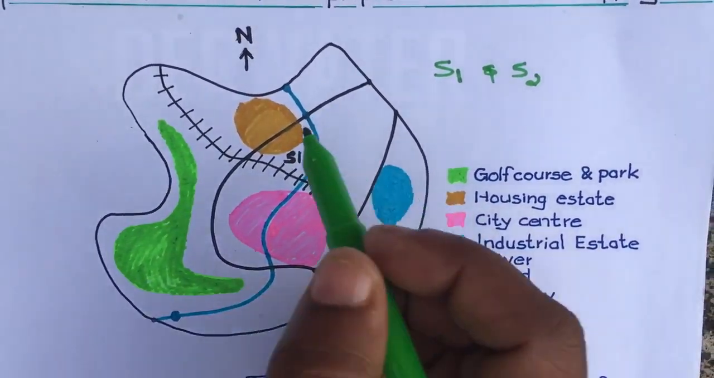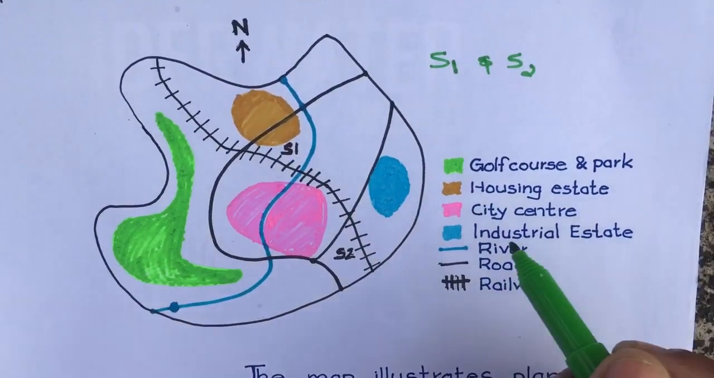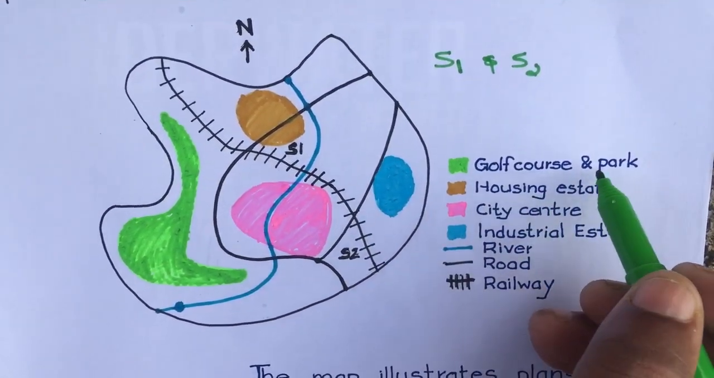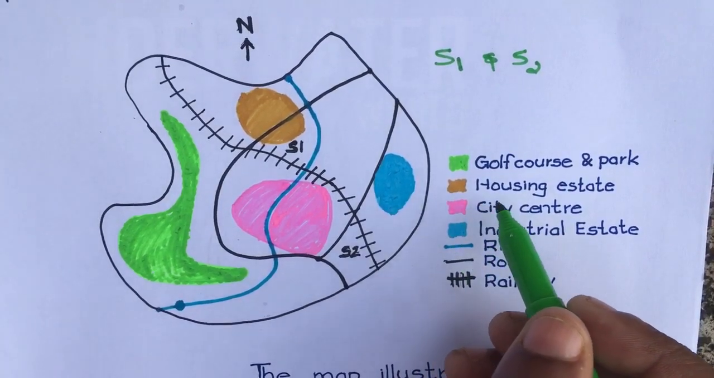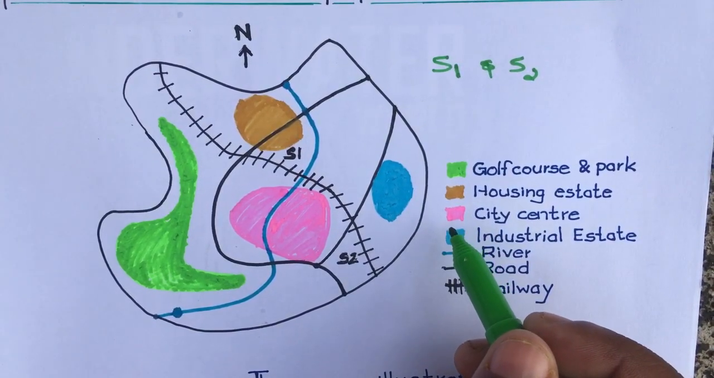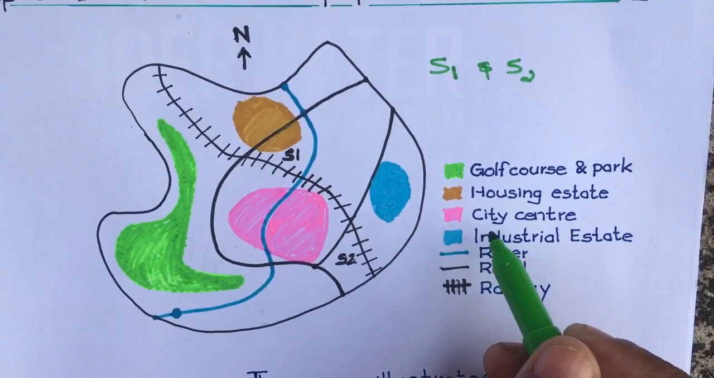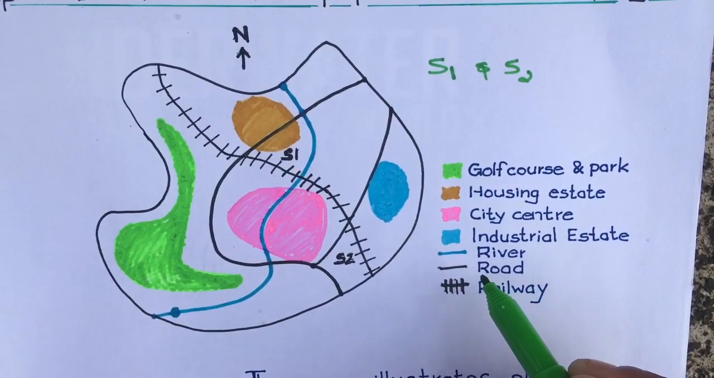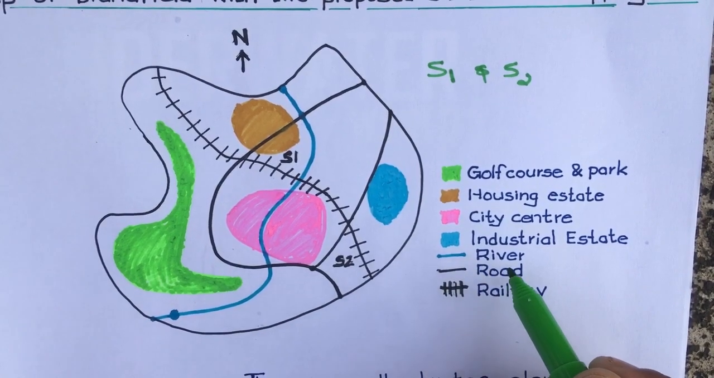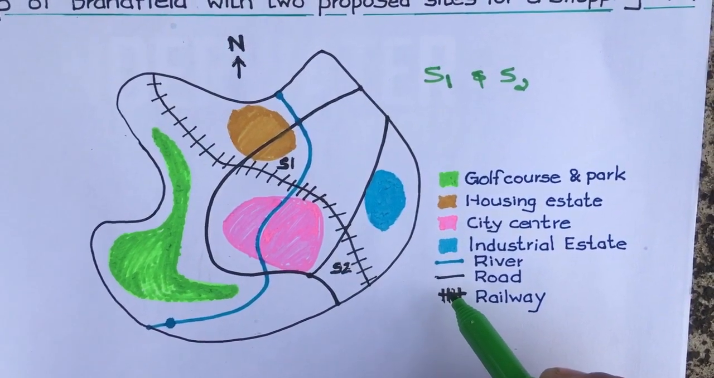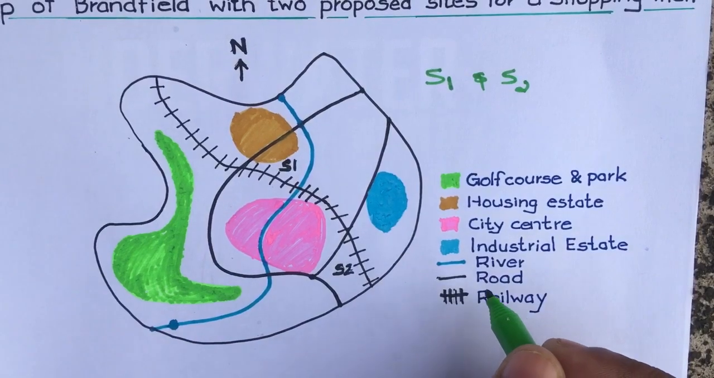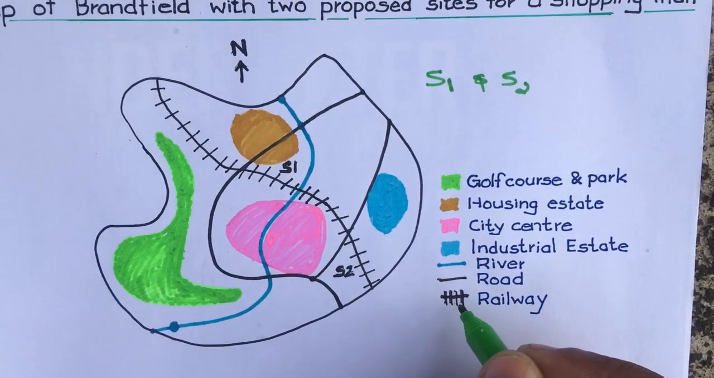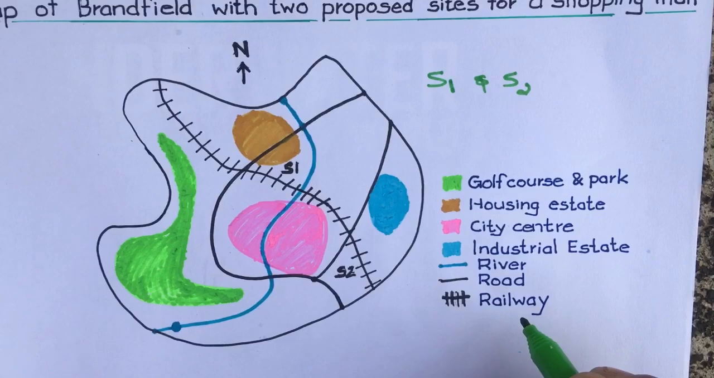See, here different colors are used. Green is for golf course and park. This brown is for housing estate. This pink shade states the city center, and the blue is for industrial estate, and this blue line is for river, and the black color is for road, and this striped black color is for railway.